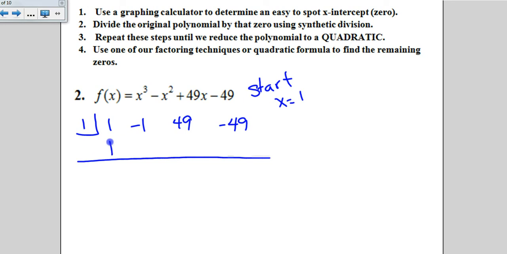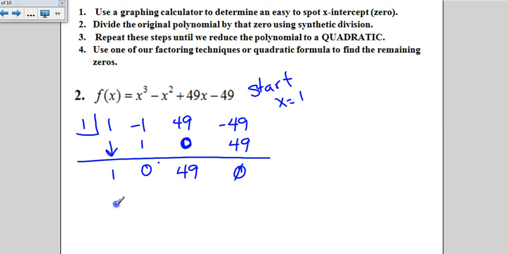Okay, remember we bring down the first coefficient, and then it's a bunch of multiply, add, multiply, add, multiply, add. So 1 times 1 is 1, add those together, you get 0. 0 times 1 is 1, add those together, and you get a 50. I feel like I did something very wrong. Back up a minute. That's because 0 times 1 is 0, not 1, Mrs. Abruzzo. Try again. Okay, 49 plus 0 is 49. 49 times 1 is 49. There's my 0 remainder.